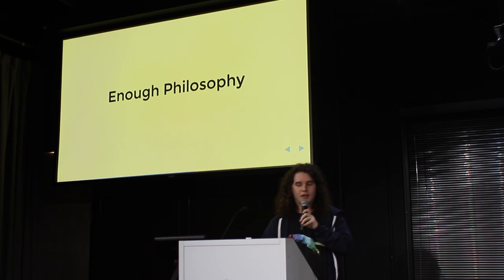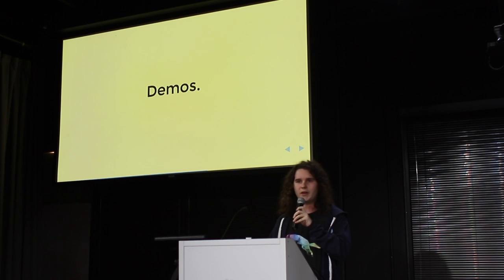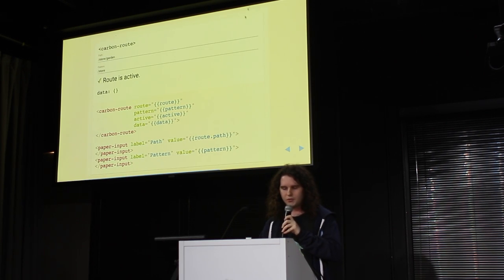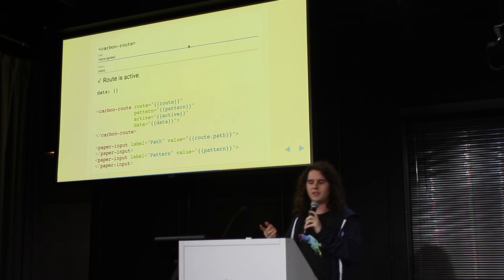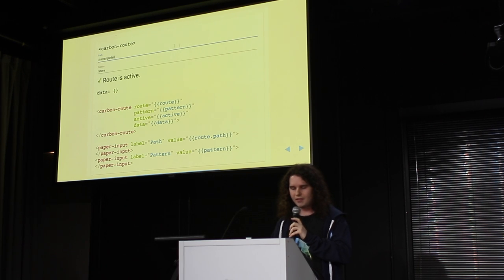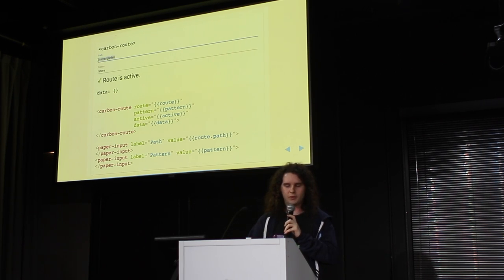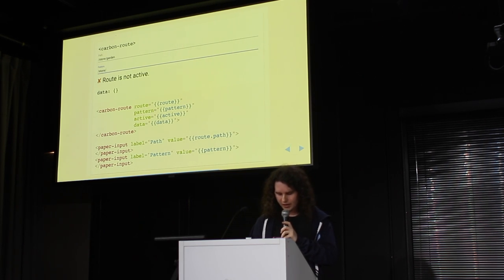Okay, enough philosophy. Let's do some quick demos. So this is Carbon Route. It is really concerned about doing one thing. It takes a path, as though from a URL, and a pattern to match against it. And if I change this, we can see it live updating.